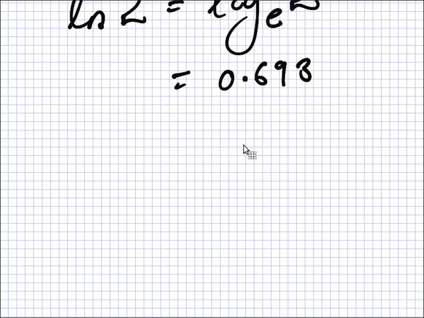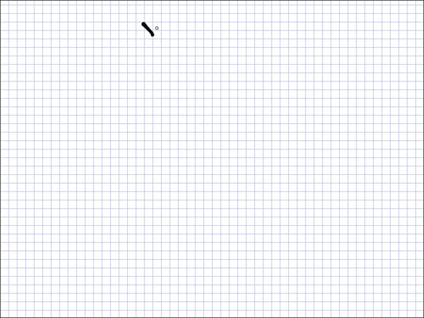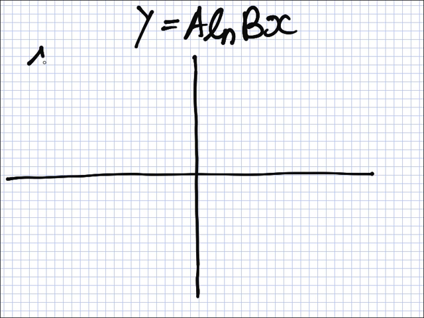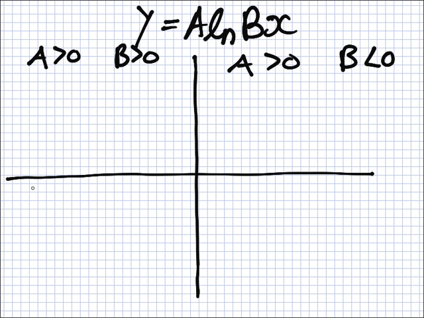Now, the last thing to show you is, what does the graph of a ln bx look like? So, just like last time, we'll look at the four possibilities. A positive, b positive, a positive, b negative, a negative, b positive, a negative, b negative.